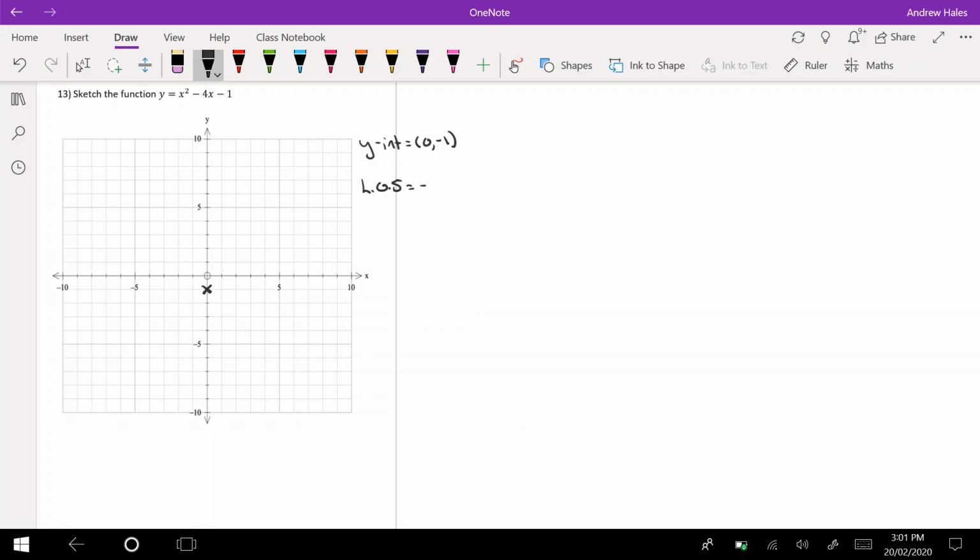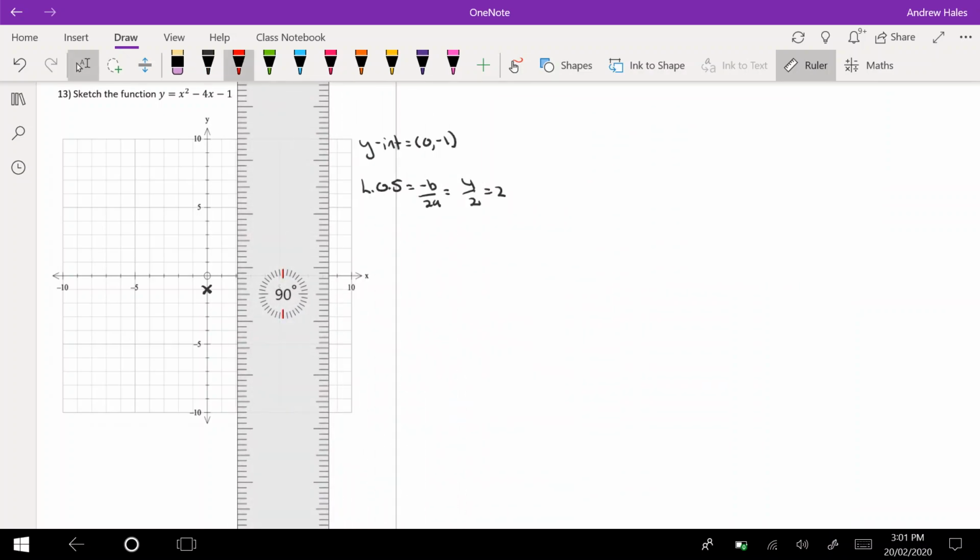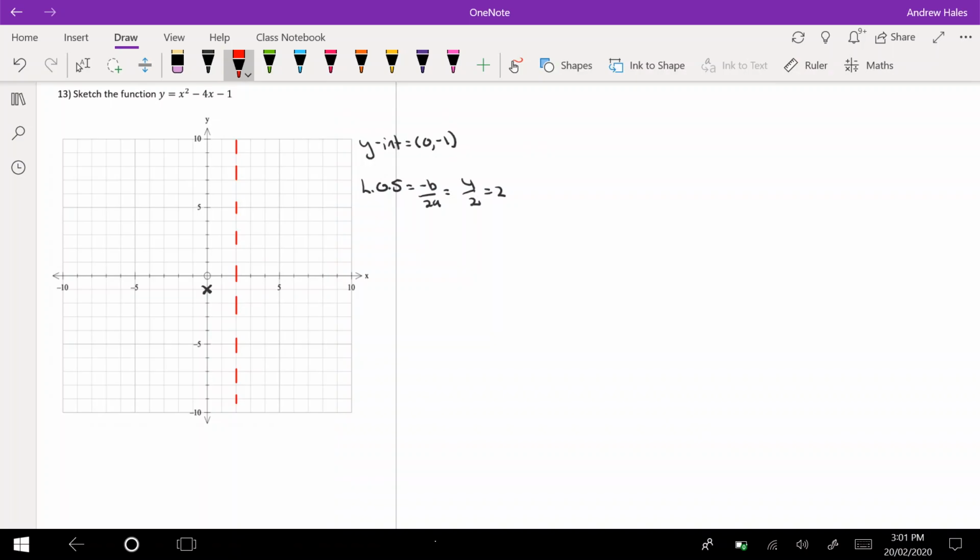So the line of symmetry is negative b over 2a, negative 4, that's going to give you 4, over 2, which equals 2. So my line of symmetry is going to be right there on that point, x is equal to 2. Now I'm going to put x equals 2 into my function. So y equals 2 squared, take 4 times 2, take 1. And that's just going to be 4, take 8, take 1. So negative 5. So therefore, the turning point is 2, negative 5, which I can label here.